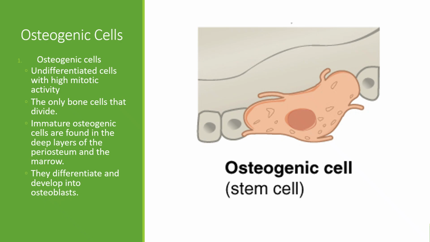These are undifferentiated stem cells, and they have a very high mitotic rate. So these can become any type of cell because they are a stem cell. So they can become any kind of bone cell except for one. This is the only bone cell that actually divides. So the other cells that you see are all derived from these particular osteogenic cells. These immature osteogenic cells are found in the deep layers of the periosteum and in the marrow, just basically sitting there waiting until they need to be available to become a mature cell. They're going to differentiate and divide into an osteoblast.